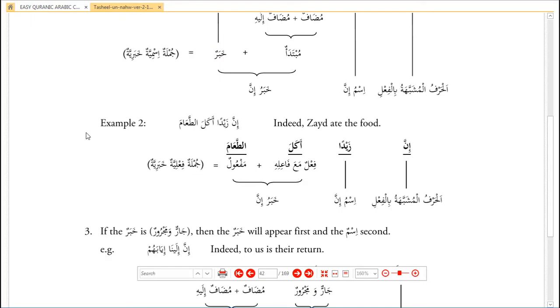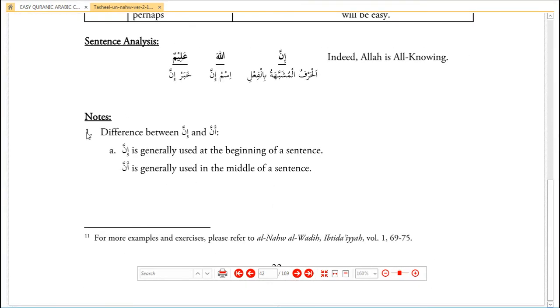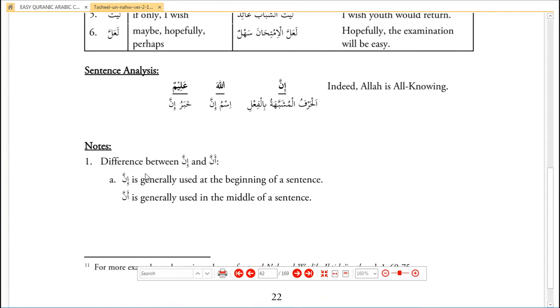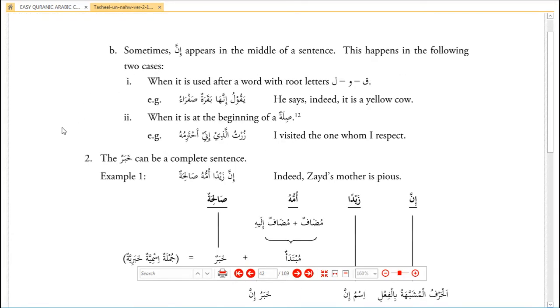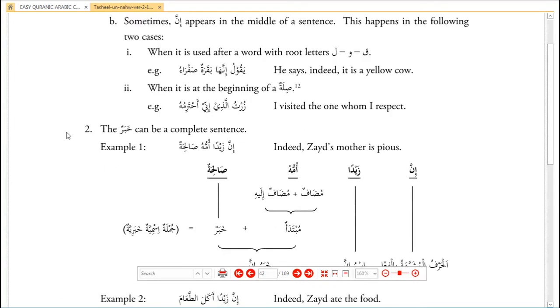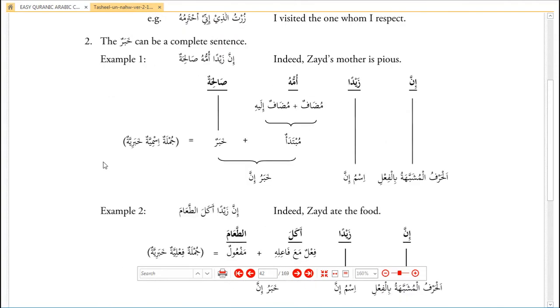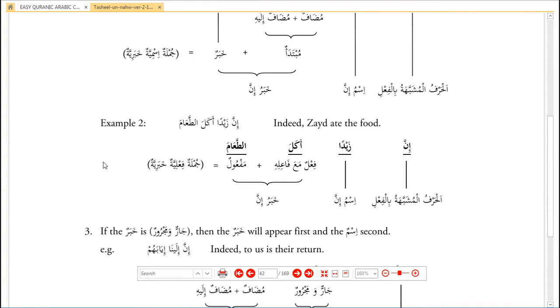Remember, the first rule was the difference between inna and anna. Inna comes at the beginning of a sentence, and anna comes in the middle of a sentence. That's the first rule, and we are skipping section B. And number 2 is the khabar can be a complete sentence. For example, inna Zaydan ummuhu salihatun. Ummuhu salihatun is the khabar of inna, a complete sentence. Also example 2, inna Zaydan akala ta'ama, indeed Zayd ate the food. Akala ta'ama is the khabar of inna, a complete sentence.